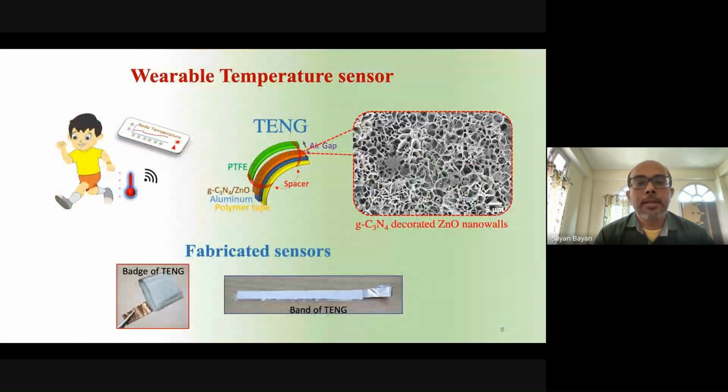Similarly, we have also developed a wearable temperature sensor. Here you can see the schematic diagram of the sensor, and here we have used the active material graphitic carbon nitride zinc oxide nanowalls. This is the FESEM image of the active material, and here you can see one batch of such sensors, and this is the band of this kind of sensor.